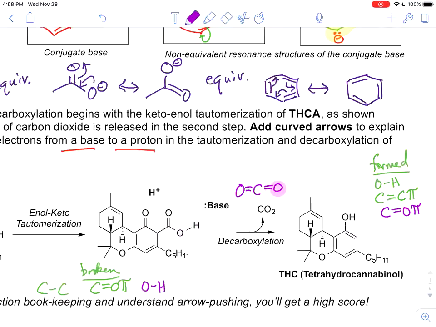Very good. Once again, we're going to start at a base, end at a proton. Bases are electron rich, protons are electron poor. We start at that base, pick up this proton. Eventually we're going to get to that proton, but that's the very end. We're going to pick up that proton and kick these electrons over. What we've done in the process is we've broken this OH bond and we've formed that carbon-oxygen pi bond.